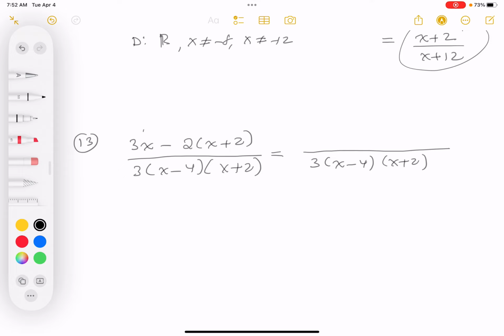And what do you see there? You see 3x minus 2x, which is just x. Then what do you see? Well, minus 2 times 2 is minus 4.